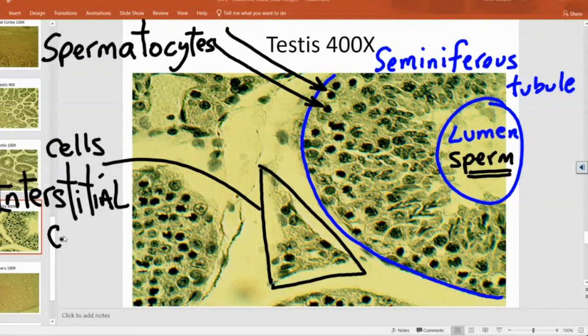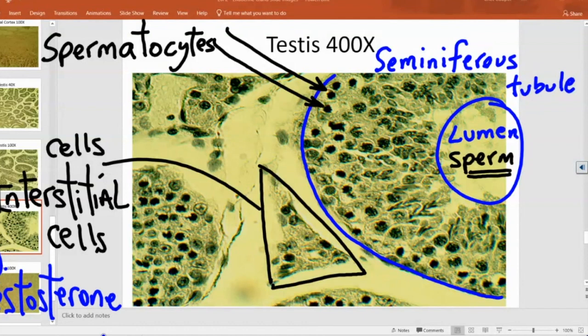Interstitial. Interstitial cells. And what do they produce? Very good. Remember, spelling's important in A&P2 for full credit. So make sure you can spell testosterone come test day.